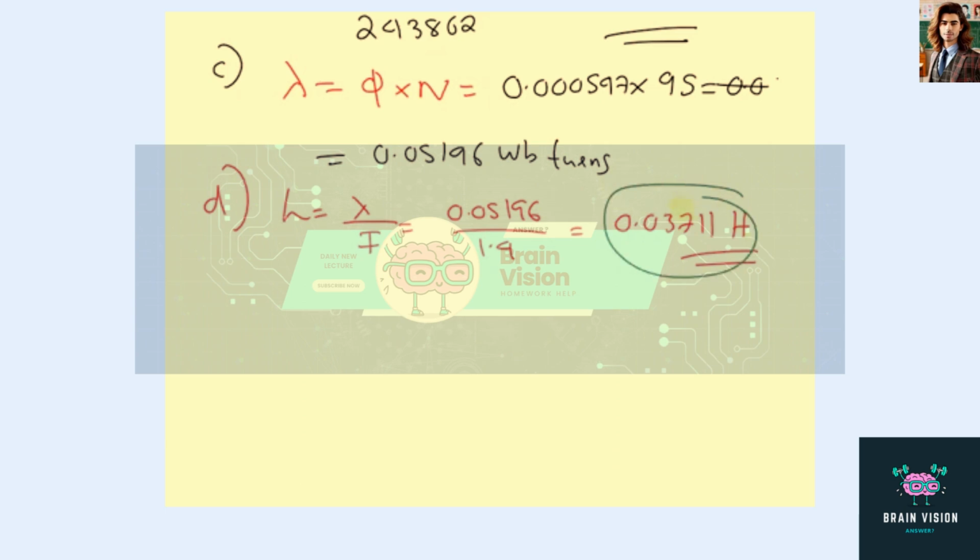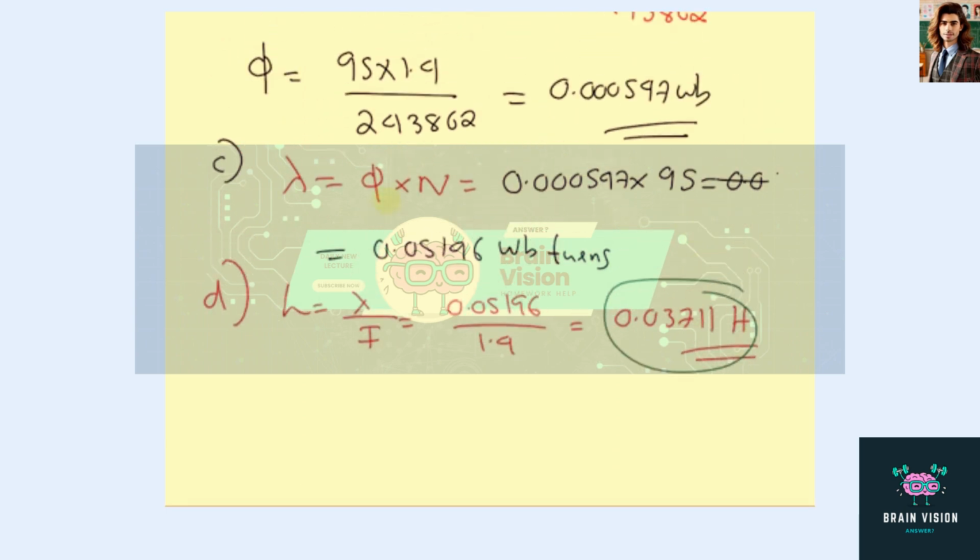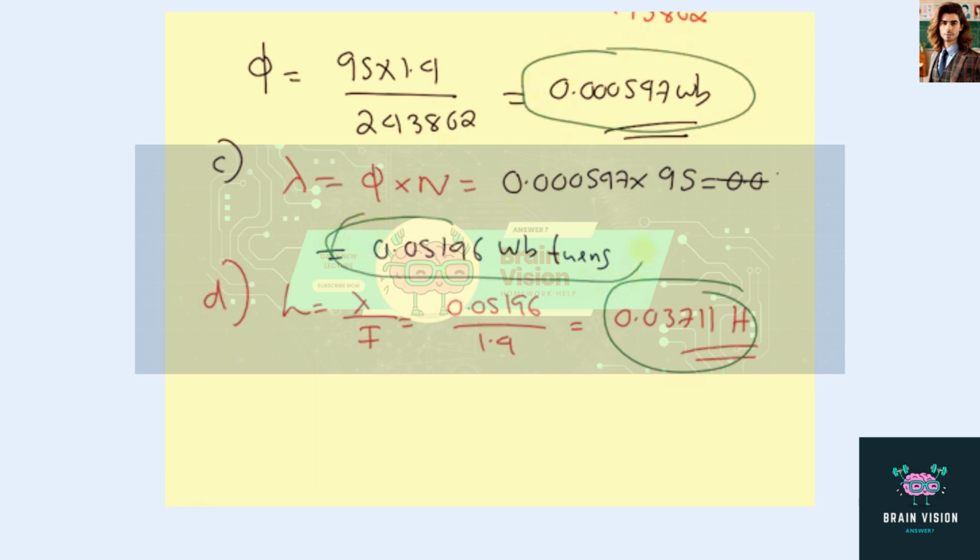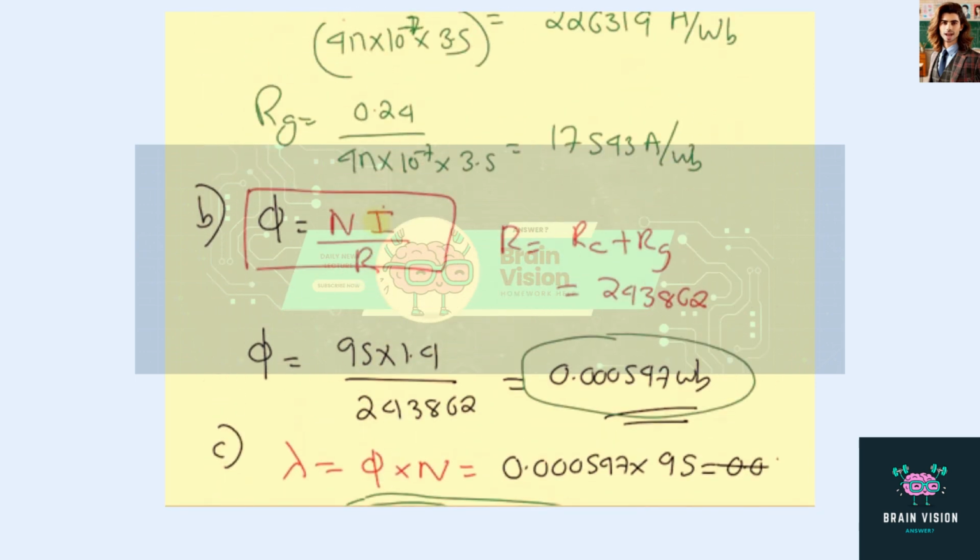We have found out everything. The coil inductance we have found out. The total flux we have found out here. We have also found out the flux linkages of the coil, and we have found out the R values of the core and the gap, and the total R value. So this is the solution.